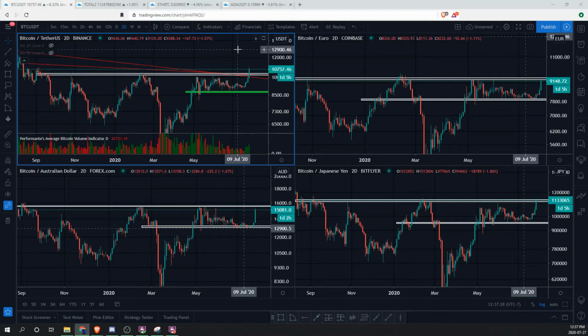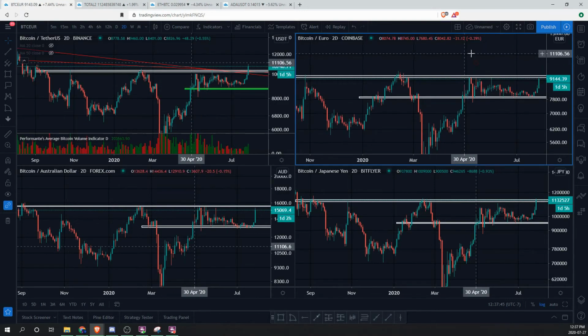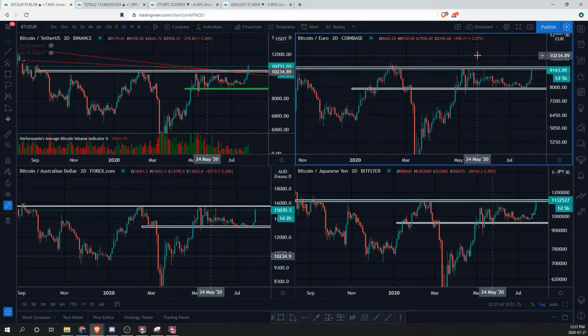So first thing we want to look at is just a quick understanding of where Bitcoin is in relation to the past consolidation that we've been in for many weeks and really a couple of months here. And this is that consolidation we started back in early May of 2020, right? You can see all of these different charts are based on different currencies that we're comparing Bitcoin with.